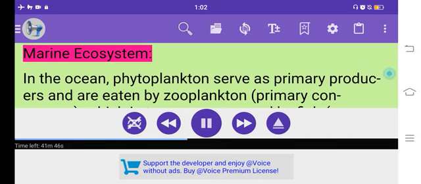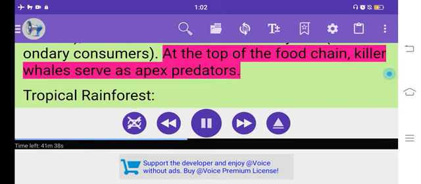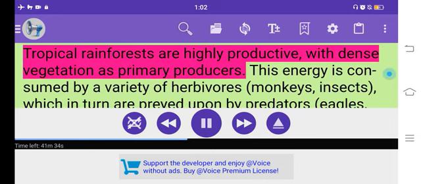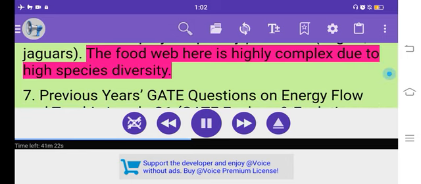Marine ecosystem. In the ocean, phytoplankton serve as primary producers and are eaten by zooplankton, primary consumers, which in turn are consumed by fish, secondary consumers. At the top of the food chain, killer whales serve as apex predators. Tropical rainforest. Tropical rainforests are highly productive, with dense vegetation as primary producers. This energy is consumed by a variety of herbivores, monkeys, insects, which in turn are preyed upon by predators, eagles, jaguars. The food web here is highly complex due to high species diversity.